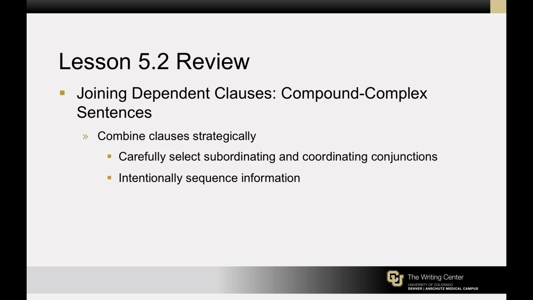In the second half of Lesson 5, we learned how to join dependent clauses with independent clauses to create compound complex sentences. We brought together all of the concepts we've discussed so far, such as choosing the best subordinating and coordinating conjunctions and sequencing information intentionally to show how different clause combinations create different effects.